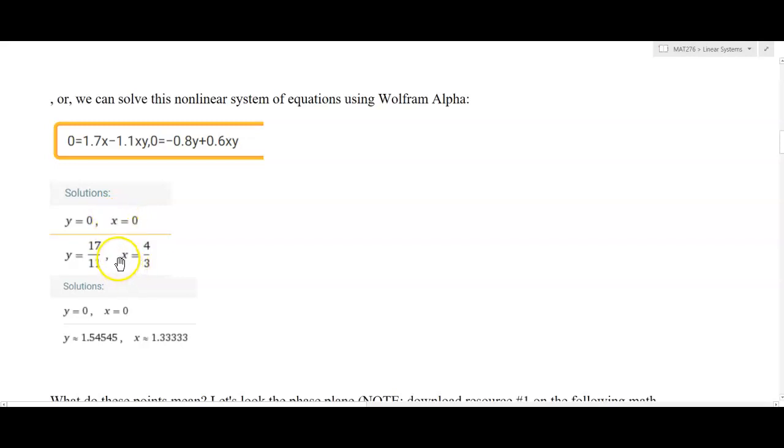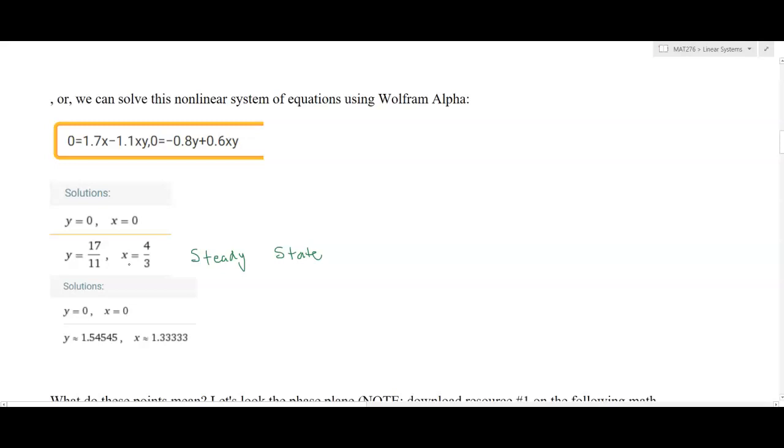And also when x is 4/3 and y is 17/11, we can think about this as a steady state. That doesn't mean that the species are not interacting and that there's no consumption of the prey by the predators, but this is a steady state in that the number of rabbits that die off is equal to the number of rabbits gained, and the number of foxes that die off is equal to the number of foxes gained.